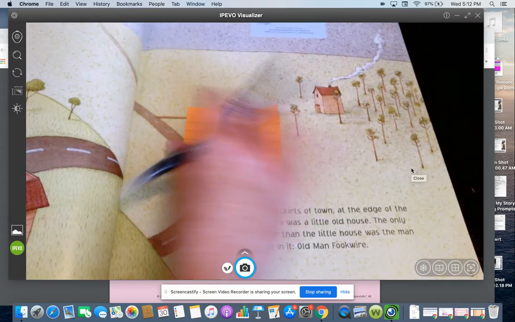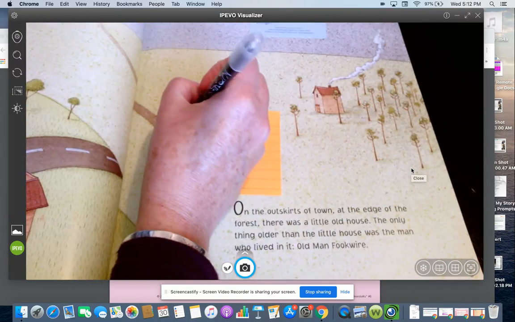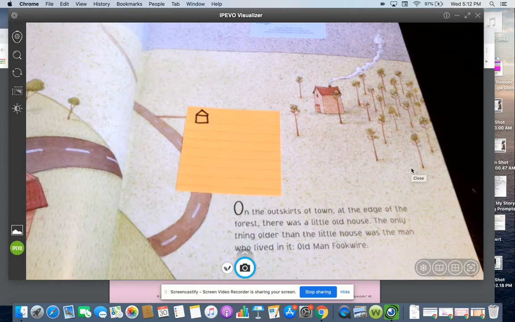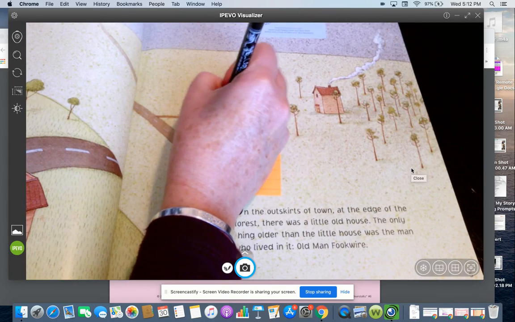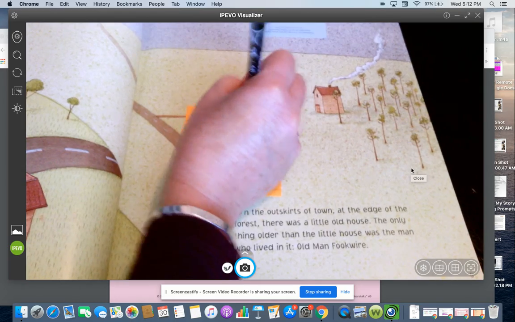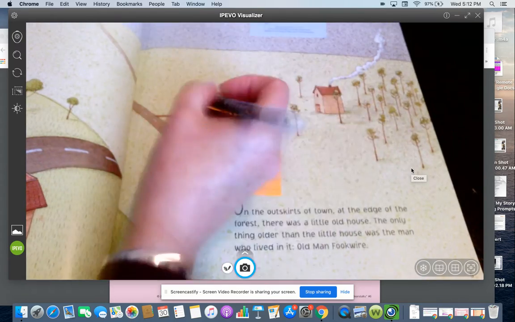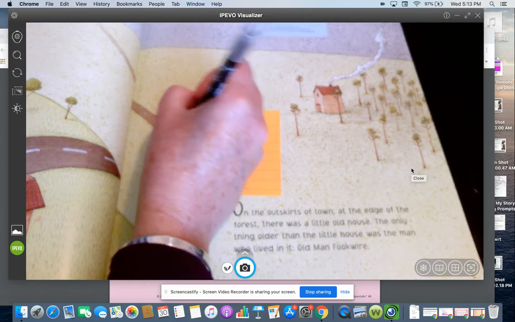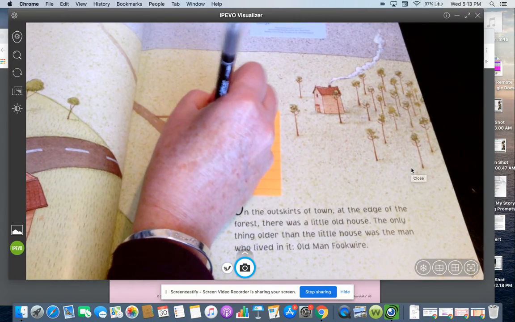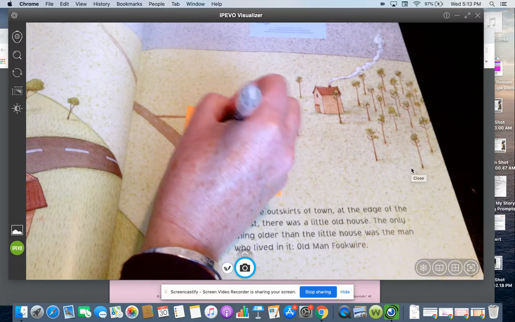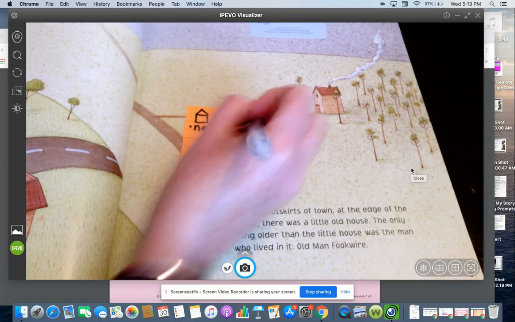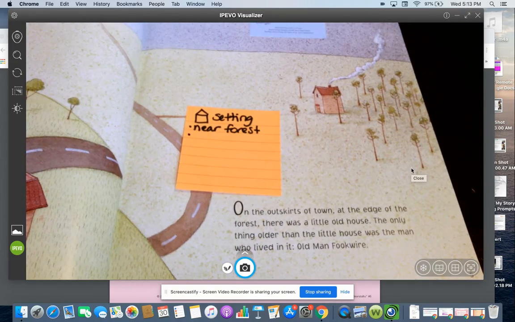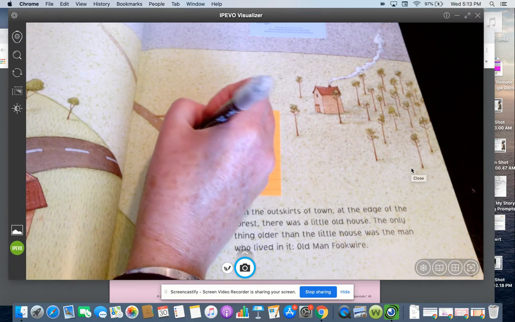I'm going to take my Post-it. I'm going to draw a little house here to show that I'm talking about the setting. Okay. So I'm thinking about the setting of the story. And I can tell right now, based on the text that I read and looking at the pictures, that he's near a forest. I can tell that it's open land.